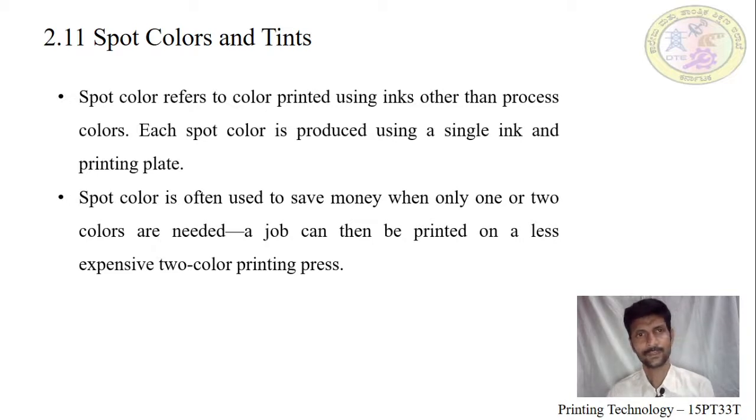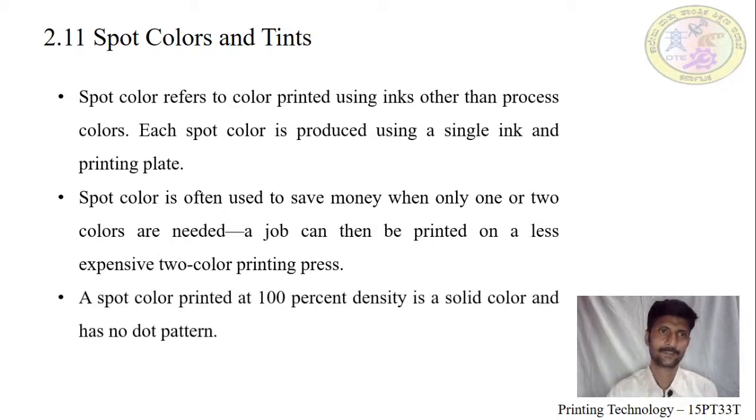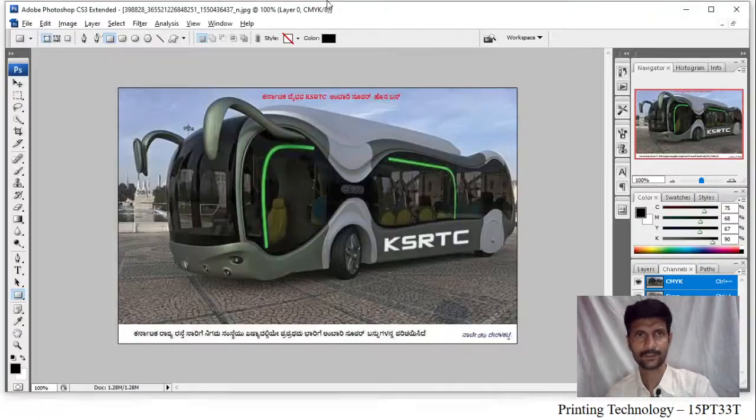It is often used to save money when only one or two colors are needed. A job can then be printed on a less expensive two-color printing press. A spot color is printed at 100% density, solid color, and has no dot patterns in it. I will show you that also.